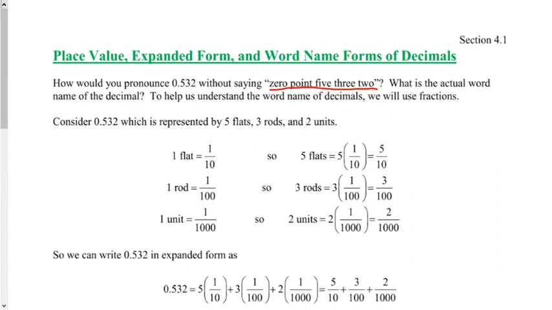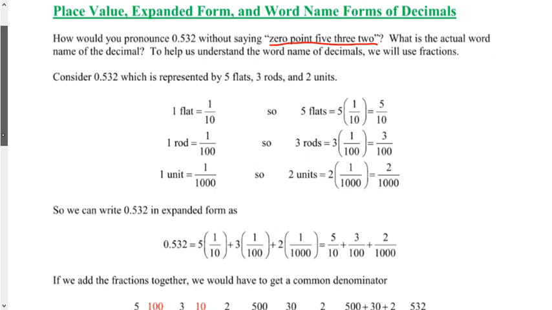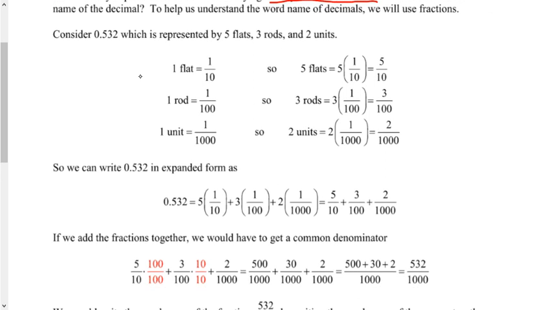But if we actually want to call it by its real name, we have to understand what's happening. And we've already set everything up that you can see. Right here we have our 5 flats, in other words, 5 times a tenth. And here we have our 3 rods, or 3 times 100th. Remember we said a rod was 1/100th of the whole. And here we have our 2 units, which we said was 1,000th. So if we have 2 of them, that would be 2,000ths.